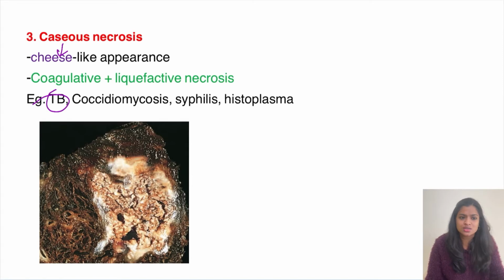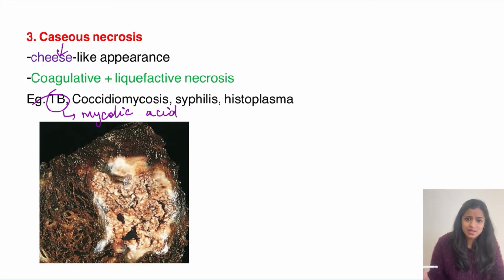So caseous necrosis is not just for tuberculosis. Other examples you also need to remember. In tuberculosis, the cell wall contains something called mycolic acid. Mycolic acid is the lipid responsible for the presence of caseous necrosis, so remember that mycolic acid is the cause. Caseous necrosis is actually a combination of both coagulative and liquefactive necrosis. Initially there will be coagulative necrosis, then liquefactive necrosis takes over upon it.